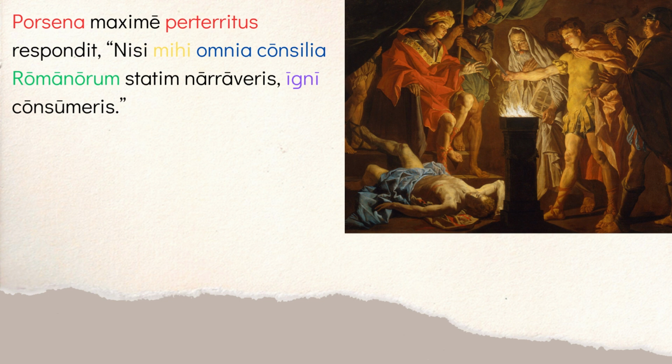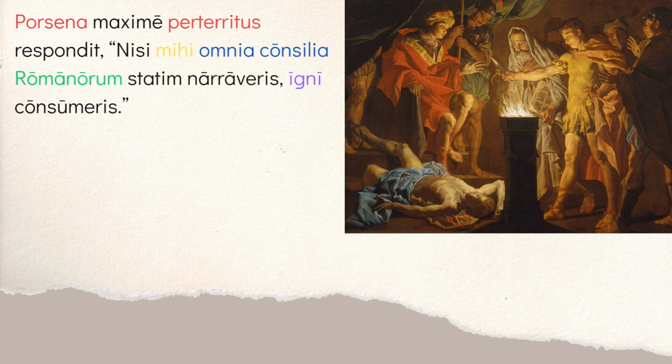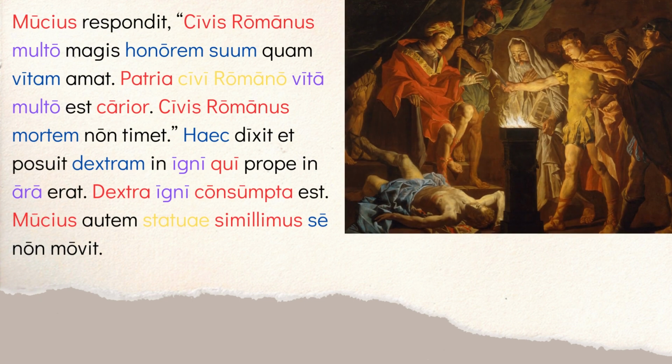So again, future perfect happens before future. You have two different tenses here. The future perfect, nauaveris, comes first. He says, first, you better tell me, or else I'm going to burn you to death, is kind of the idea. Literally, you will be consumed by fire. Then you have Mucius responded.